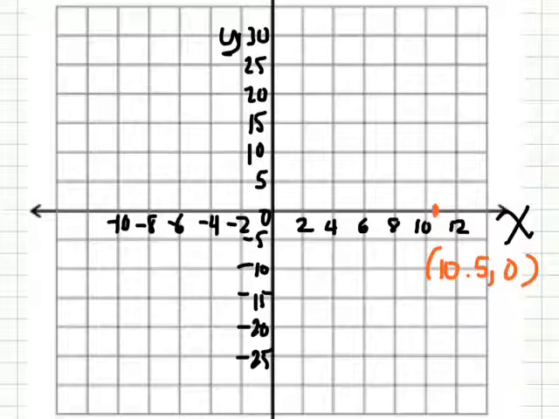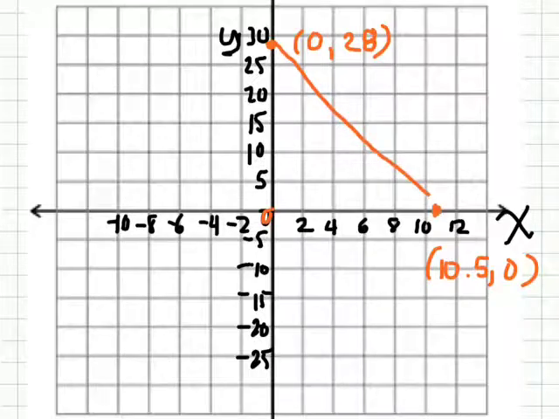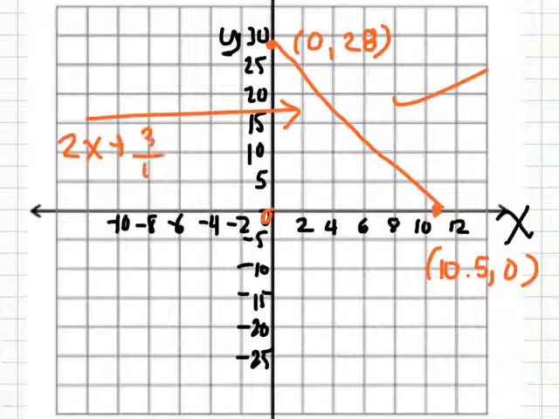When x is 0, I'm just going to plot that point. When x is 0, y is 28, so I'm going to plot that on the y-axis. So it's going to be approximately around here. This point here is at 0, 28. Now that I have 2 intercepts, this one and this one, all you have to do is connect the points and draw a line. And there I have it. That line is represented by the equation 2x plus 3 over 4y equals 21.